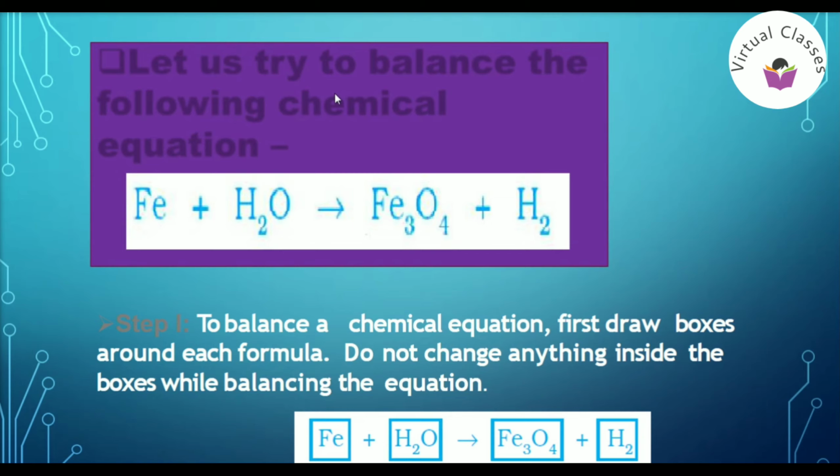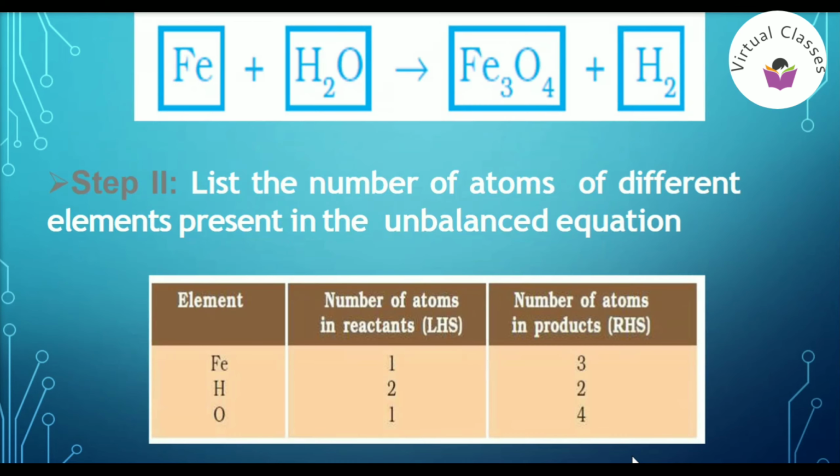Now we learn balancing a skeletal chemical reaction. Let us try to balance the following chemical equation. The reaction which is given to you is Fe plus H2O gives Fe3O4 plus H2. That means iron is combining with water to form iron oxide and release H2 gas. Let's go to step 1. To balance a chemical equation, first draw boxes around each formula. Do not change anything inside the boxes while balancing the equation. Hence, we have got this as our equation.